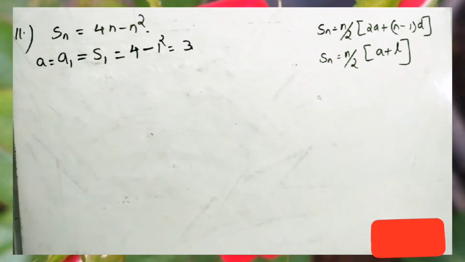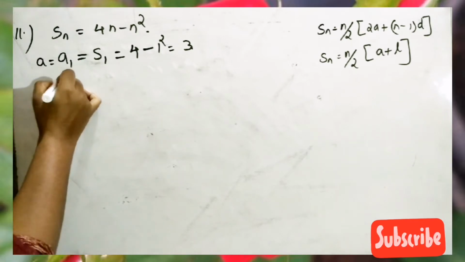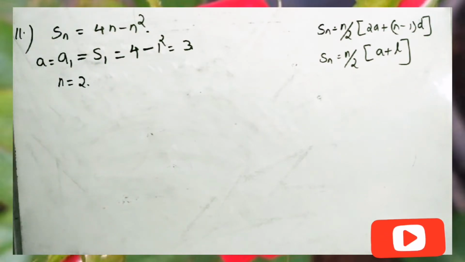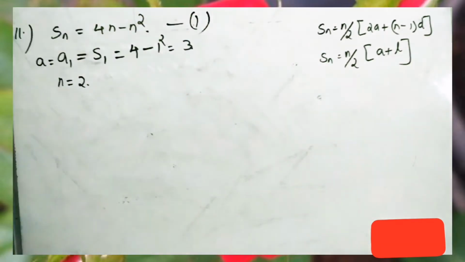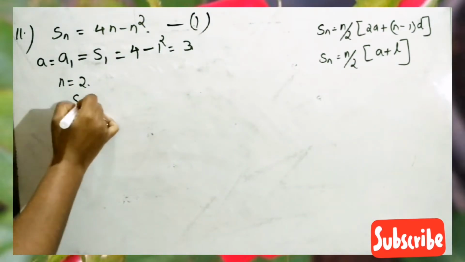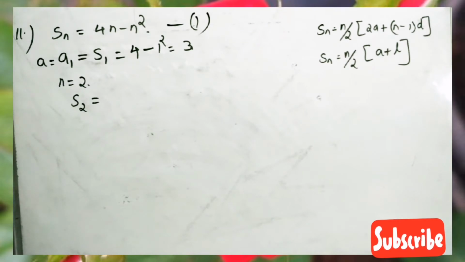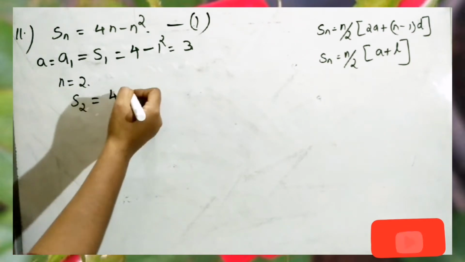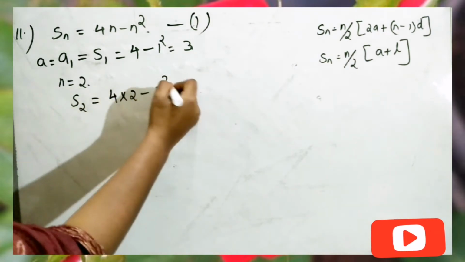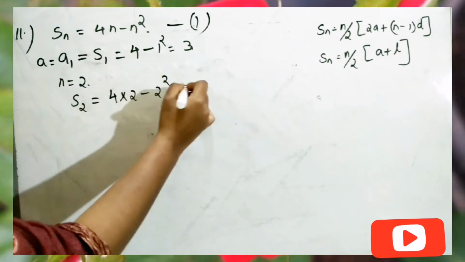Now, what is the sum of first two terms? That is our question. Now, we are going to put n equal to 2 in equation number 1. Then we will get S2 is equal to 4 into 2 minus 2 square. That is equal to 4.